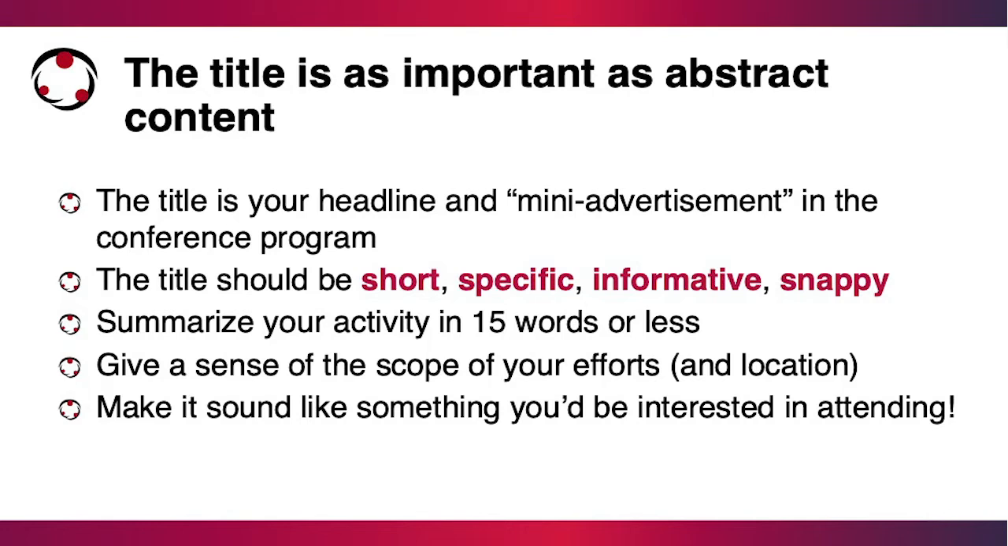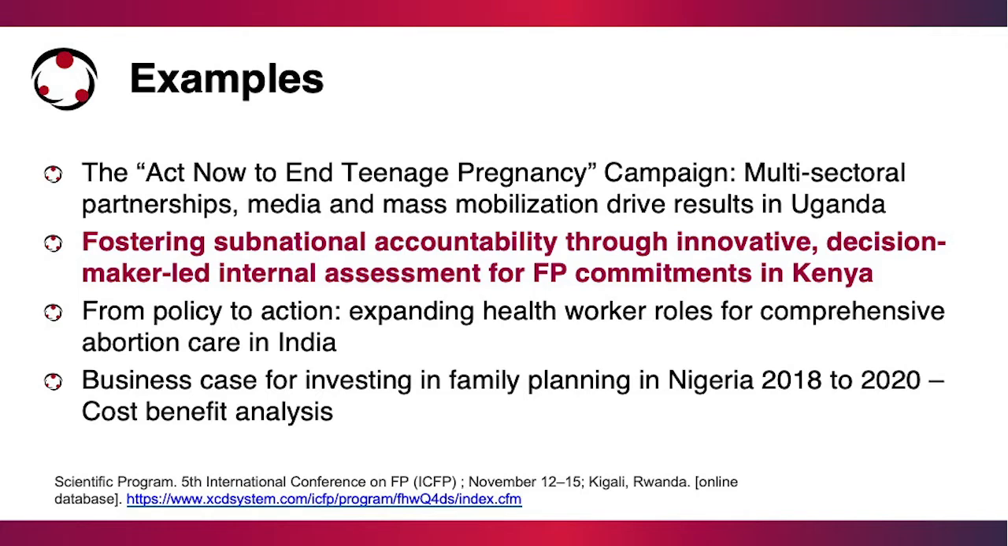Whenever possible, use descriptive terms and phrases that accurately summarize your advocacy and give a sense of the scope of your efforts and the location of your intervention. Make your abstract stand out. Make it sound like something you'd be interested in attending and differentiate the abstract from others on the same subject. What is it about your advocacy effort that is new or different from other people's? As you may imagine, we receive many very good titles and a good number of titles that are not so well crafted. Below are a few examples from previous ICFPs that we thought were good examples.